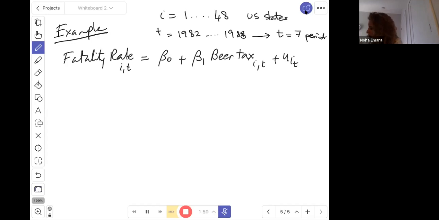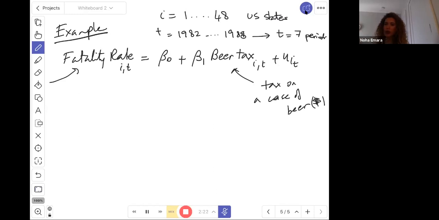Okay, I want you to check your slides. So this one is the number of deaths in a state per 10,000 state residents. So this is the unit of measurement, 10,000 state residents. And this one is the tax on a case of beer, and of course in dollars. Okay, so this is dollars.